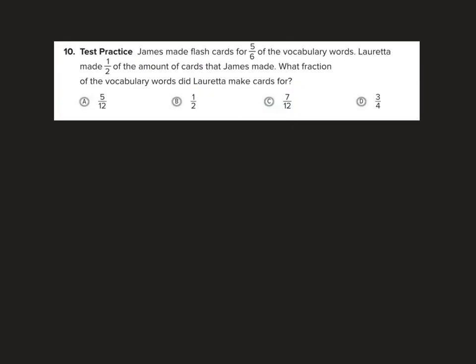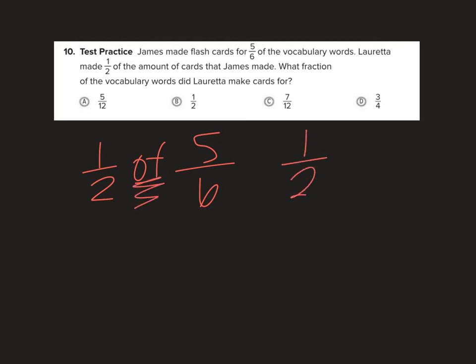Test practice. James made flashcards for 5/6 of the vocabulary words. Loretta made half of the amount of cards that James made. So now we're trying to find what is half of 5/6, which, of means multiply. So I'm going to do 1/2 times 5/6.